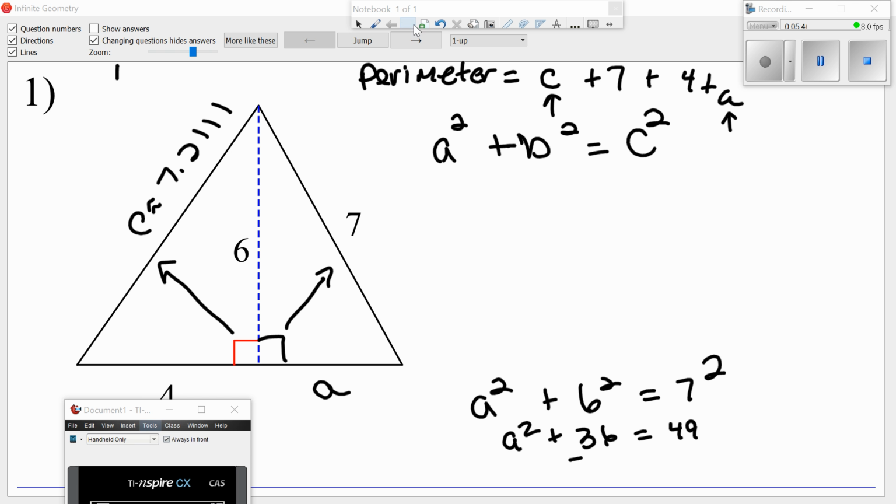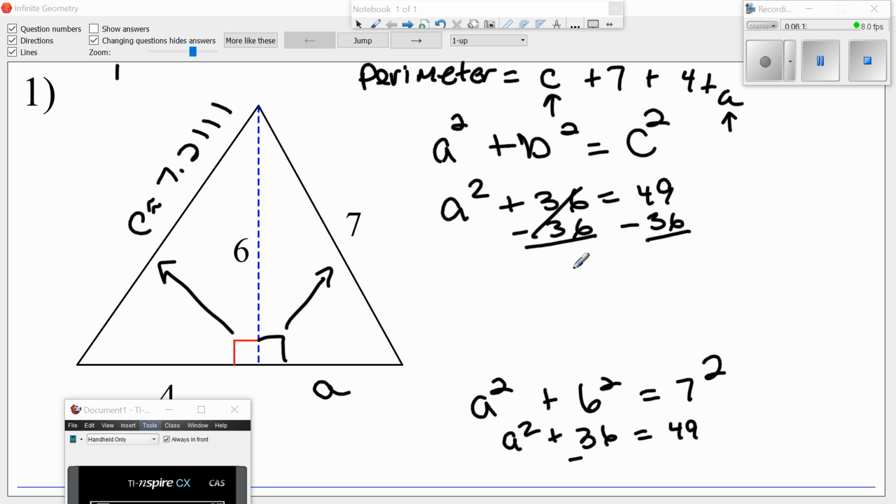Okay, I'm going to bring this up here. So a squared plus 36 equals 49. And we'll just leave it down here. It's not a big deal. Okay, so we're on our way to simplifying. So I want to get a squared by itself, so I subtract 36 to get it by itself. Okay, come over here to keep my equation balanced.